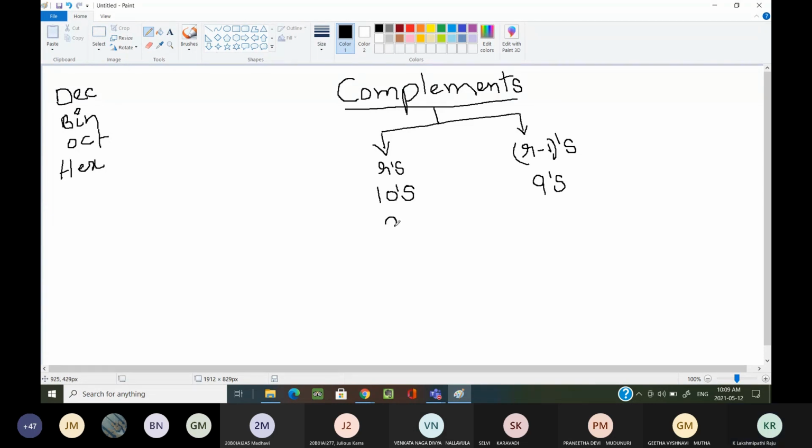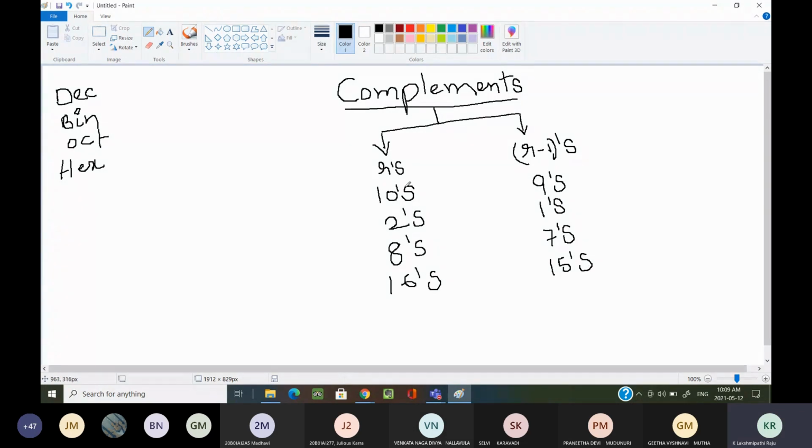If you take the binary number system, R's complement is nothing but 2's complement representation, and R minus 1's complement is 1's complement representation. For the octal number system, it is 8's complement, and R minus 1 is 7's complement. For the hexadecimal number system, it is 16's complement and 15's complement. Up to here we learned in our last session.